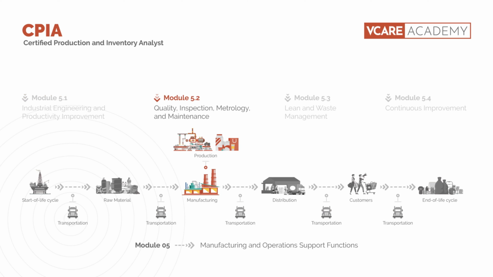And of course, maintenance of our equipment is incredibly important, because we need to know that our equipment is always available for use. The third part of this module is about lean and waste management. And the last is about continuous improvement. So it's about doing things better tomorrow than we did them today, and looking for the waste in our processes and getting rid of that.